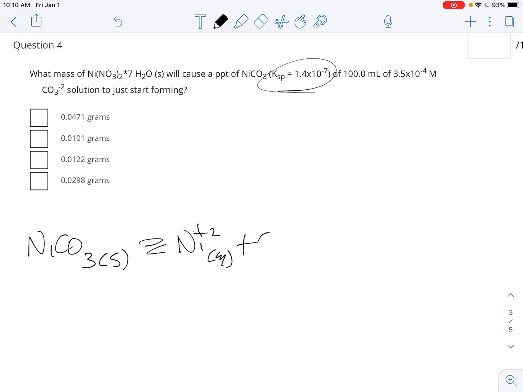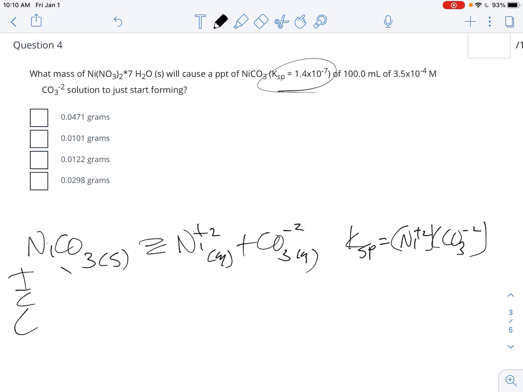So the nickel plus 2 aqueous in this case with the carbonate. And I know that Ksp is going to be the nickel times the carbonate that's there. I've got an I, a C, and an E, and I don't care about this. And what does it tell me? It tells me that I have a 3.5 times 10 to the negative 4th molar solution of this. So 3.5 times 10 to the negative 4th molar that's there.